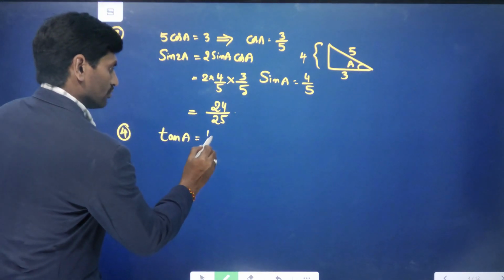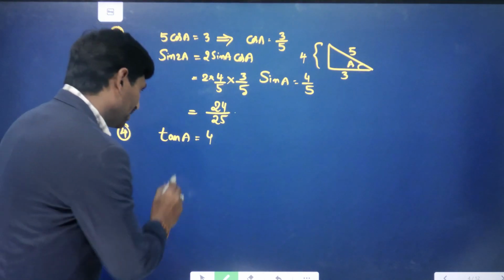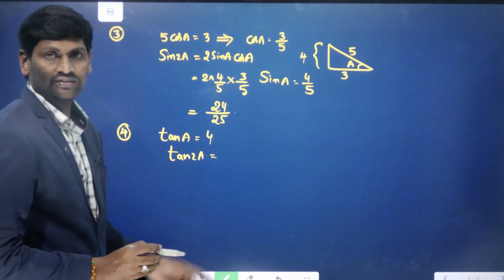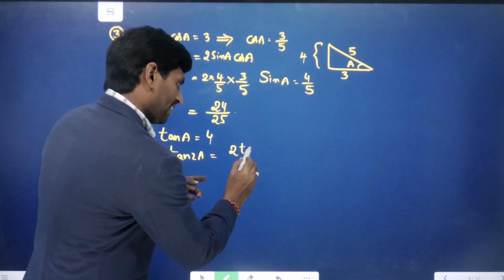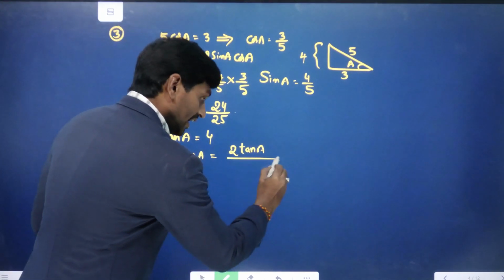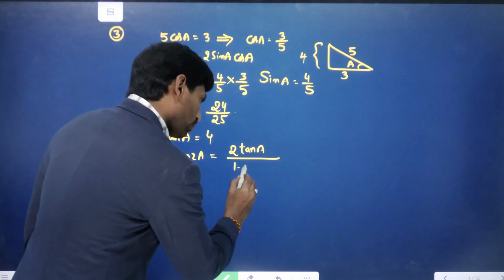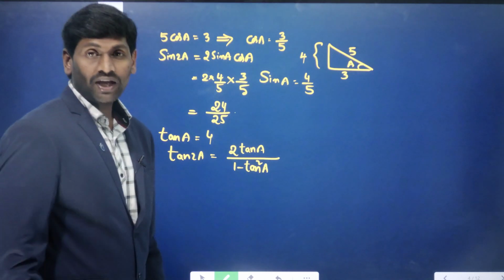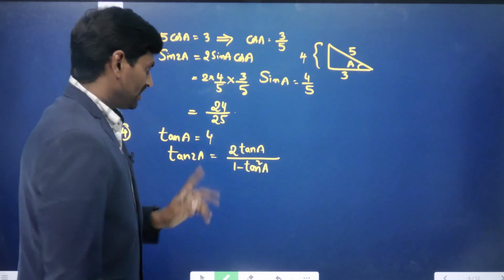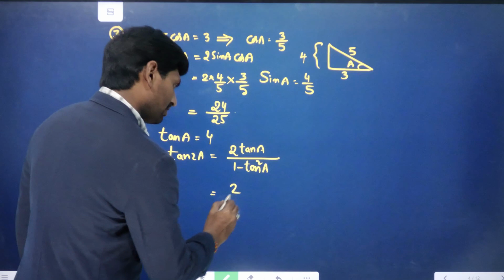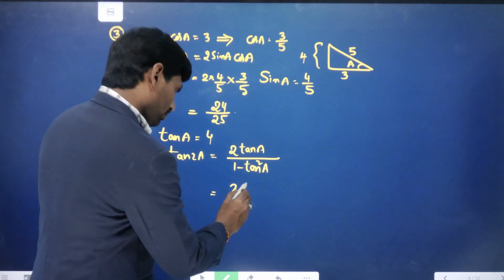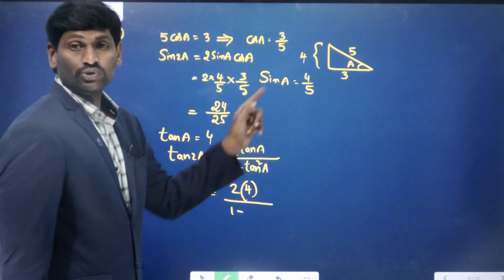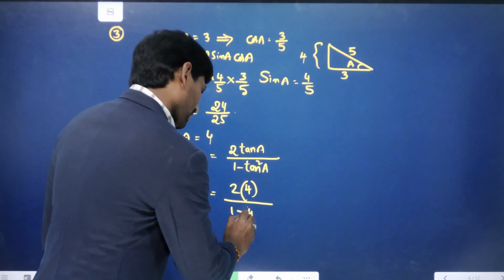Tan A equals 4. We need to find tan 2A. What is the tan 2A formula, children? Yeah, 2 tan A by, very good, 1 minus tan square A. 2 tan A by 1 minus tan square A. Substitute the values. Tan A value is 4.